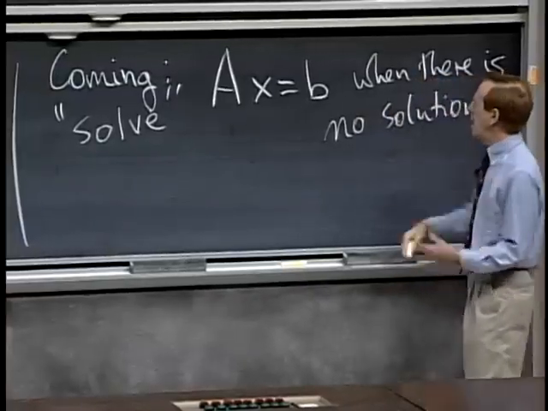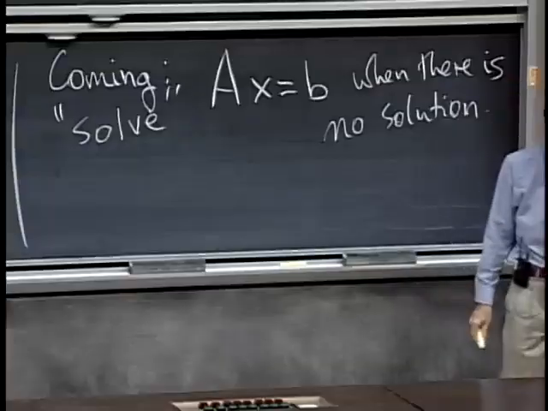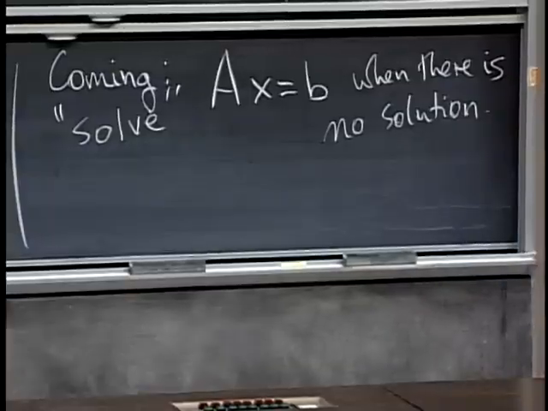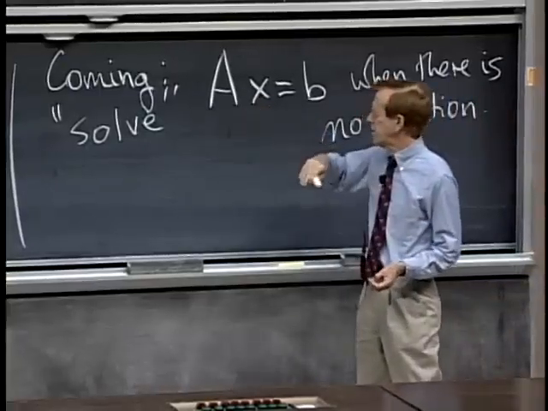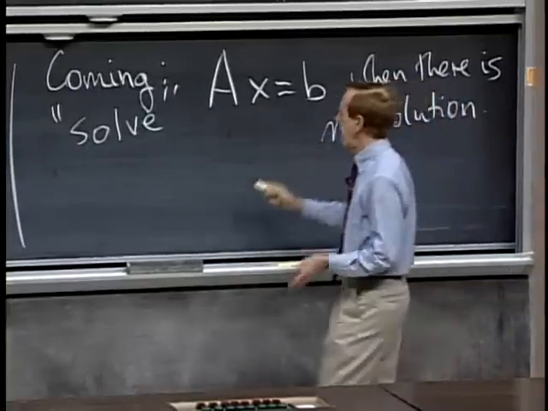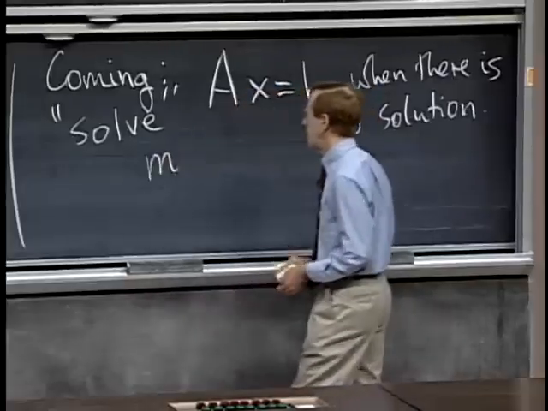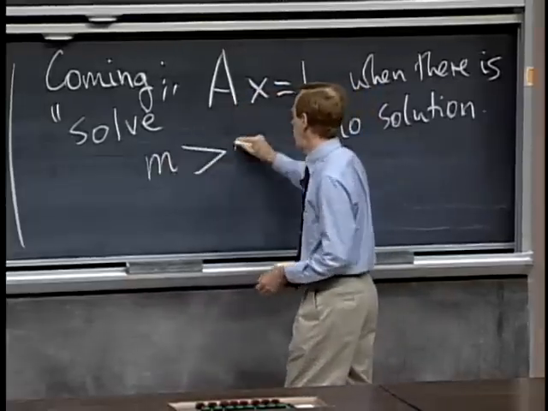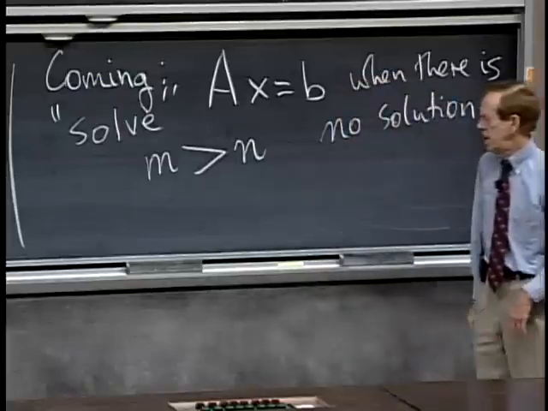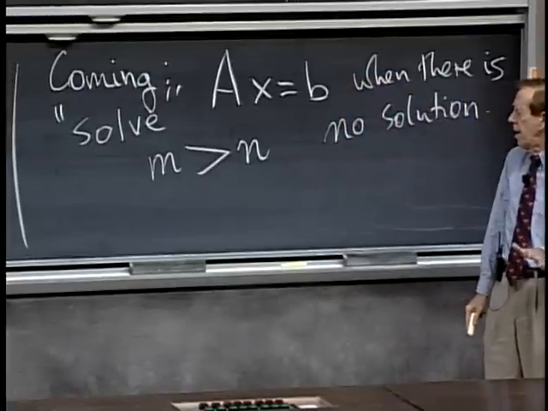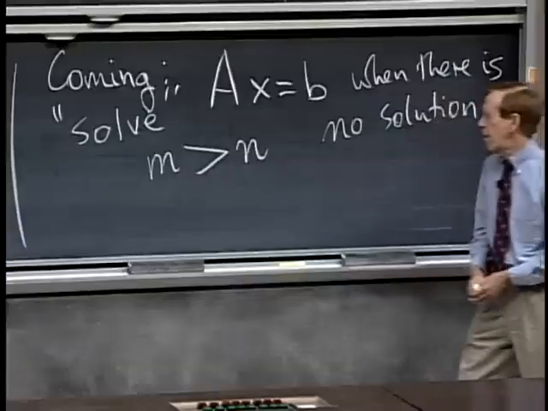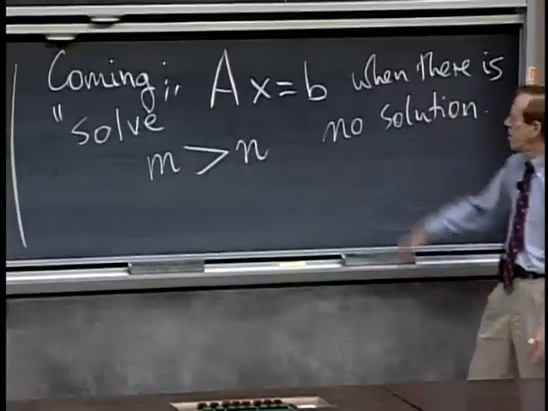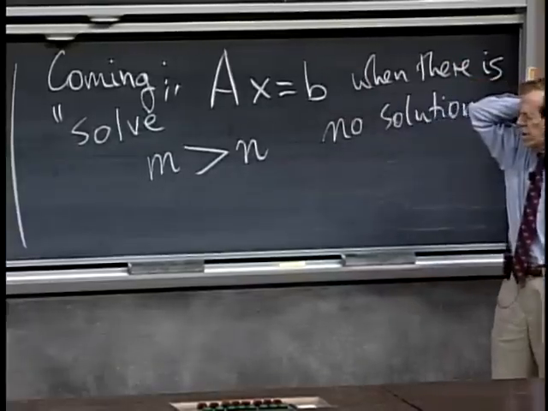And of course, what does that mean? B isn't in the column space. And it's quite typical if this matrix A is rectangular, if maybe I have m equations, and that's bigger than the number of unknowns, then for sure the rank is not m. The rank couldn't be m now. So there will be a lot of right-hand sides with no solution.